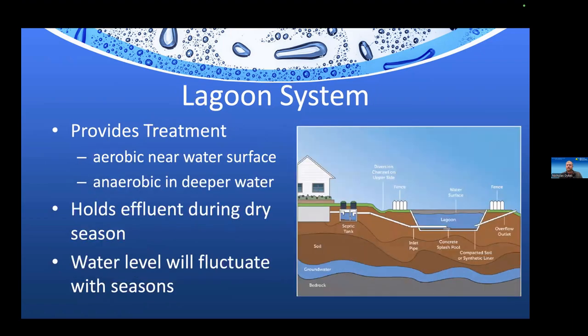And we also have some lagoon systems in the state of Missouri. It provides treatment as well. It's aerobic near the water surface and it lacks oxygen in the deeper portions. It holds effluent during the dry season, and the water level will fluctuate with seasons. So during periods of heavy rains in the springs and things, it may be a little higher than it is in a long stretch of dry, arid weather like we've been having recently.